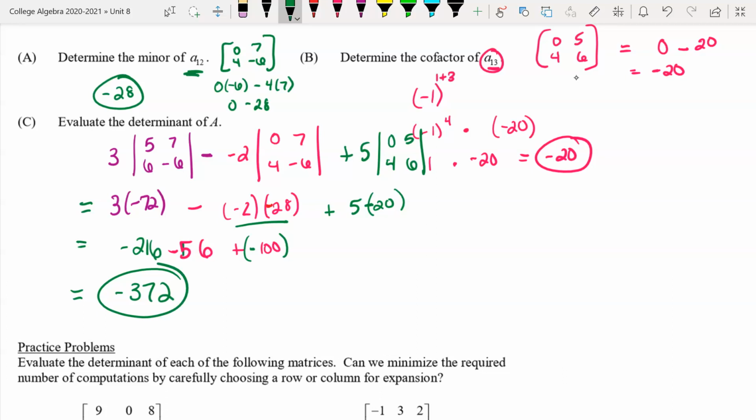So a 3 by 3 is a little bit different than a 2 by 2. It takes a lot more steps. Pretty complicated, honestly, to get through all of it.